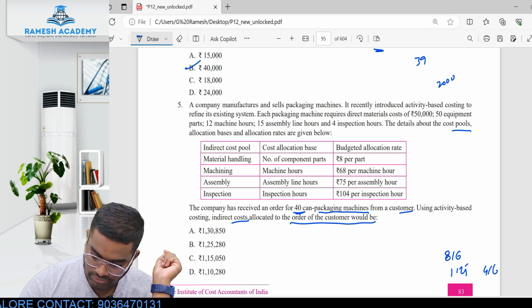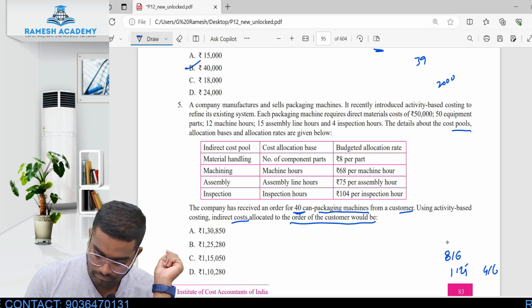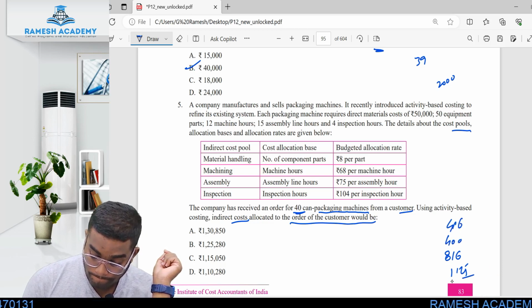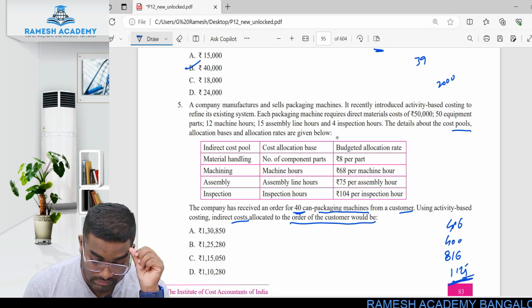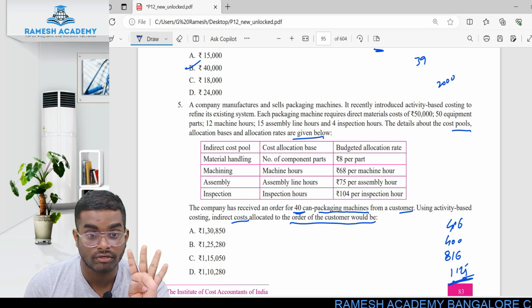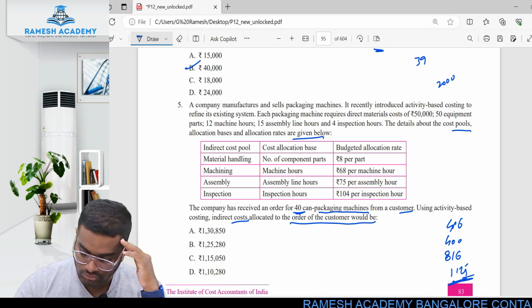So 50 into 8, 400. So this was 416. So this is our total cost. Total cost driver per can. See, they are telling that the details are given below for 1 can. We have to calculate for 40 cans. So just add it up.